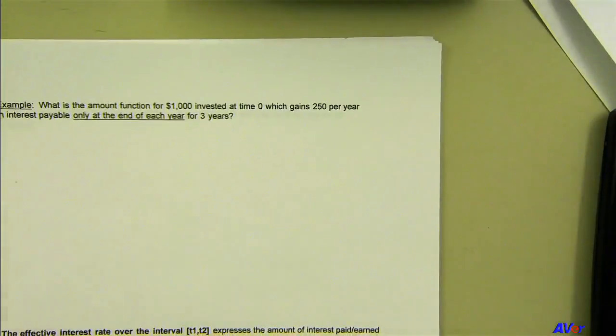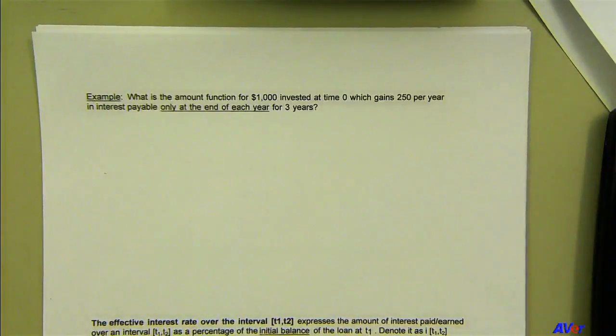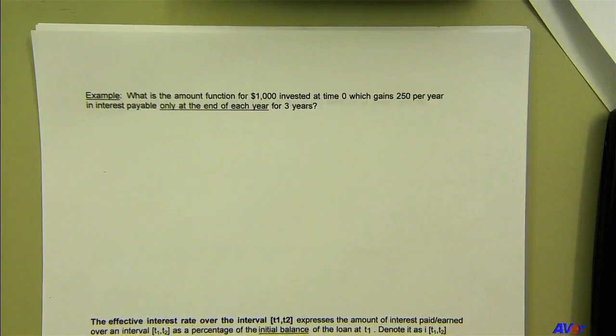What is the amount function for 1,000 invested at time 0, which gains $250 per year in interest payable only at the end of the year for 3 years? Can you draw it for me? Take a minute, draw this function. I want A 1,000 of t, where 1,000 is invested at time 0, and it gains $250, but only at the end of the year. No interest the whole year. The interest is payable annually at the end of the year. Can you draw me a function?